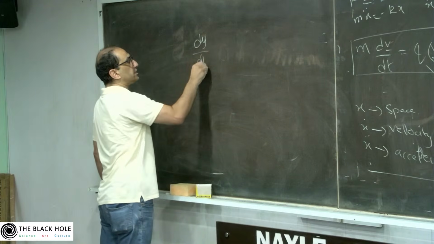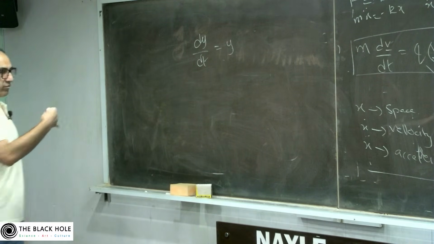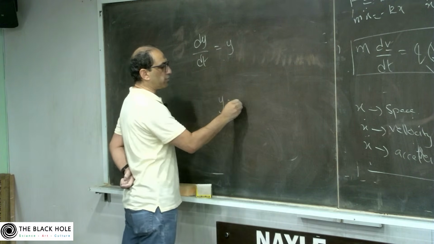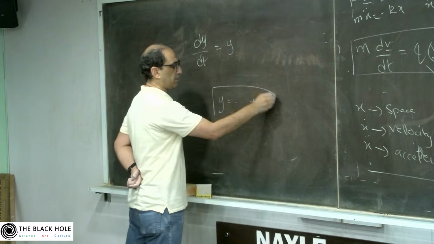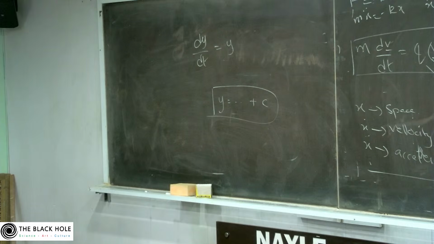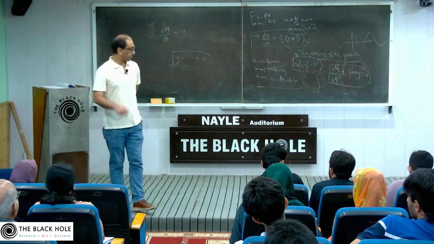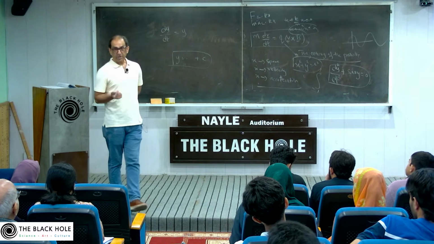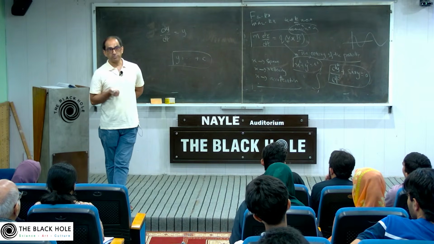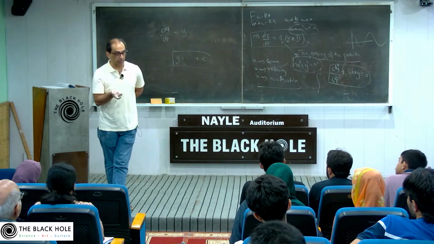dy by dt is equal to y, let's say. When you solve, whatever method you use, y is equal to something plus a constant, and this c is the arbitrary constant. It can assume infinite values, but this is one constant. If you are solving a second order differential equation, you will have two constants, and if you are solving an nth order differential equation, you will have n constants.